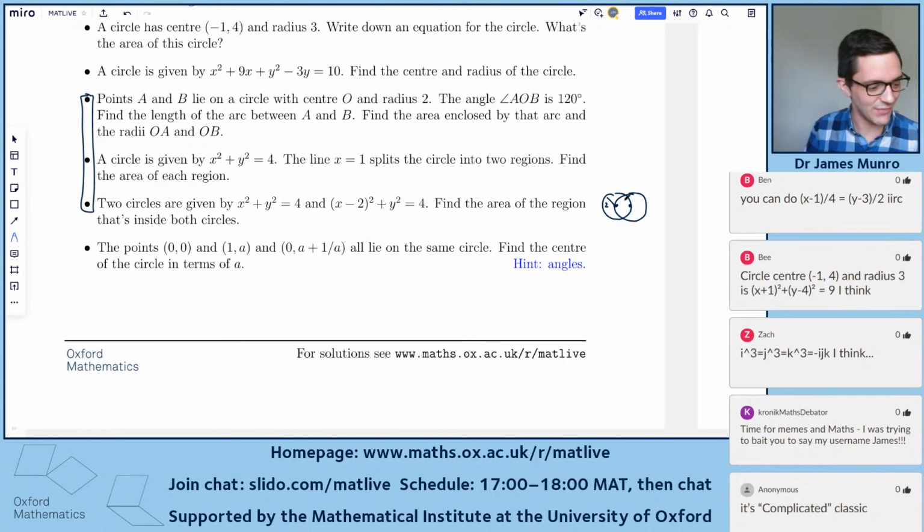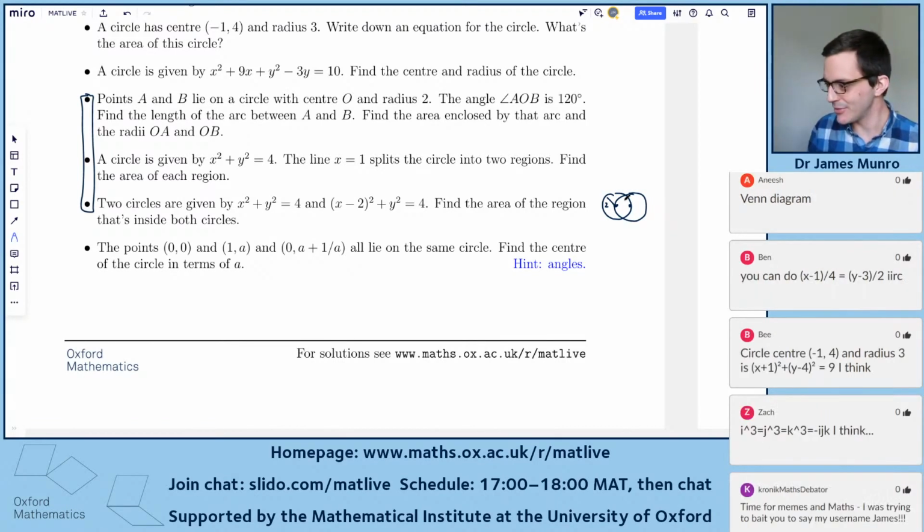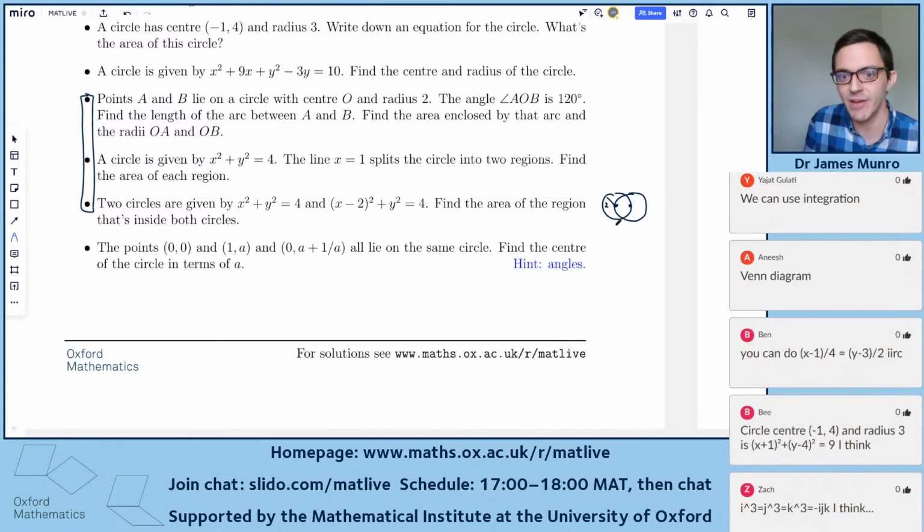Oh, look, equations of lines. Brilliant stuff. Here's a Venn diagram. Yeah, it looks like a Venn diagram, right? There's a Venn diagram where I'd like to know the area of the stuff that's inside both circles, which is maybe the most Venn diagram question to ask, right? On the Venn diagram, which indicates the intersection, how big is the intersection for this particular Venn diagram?